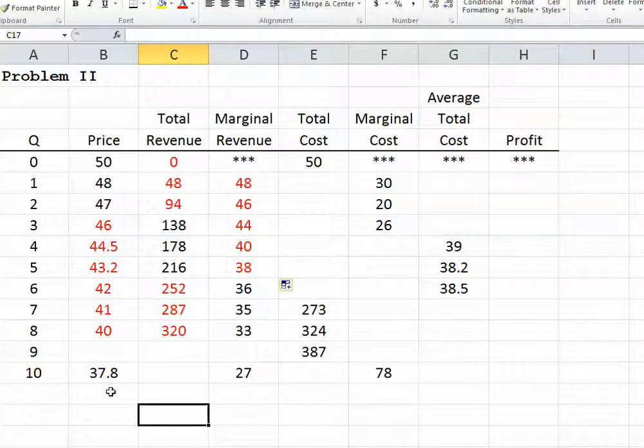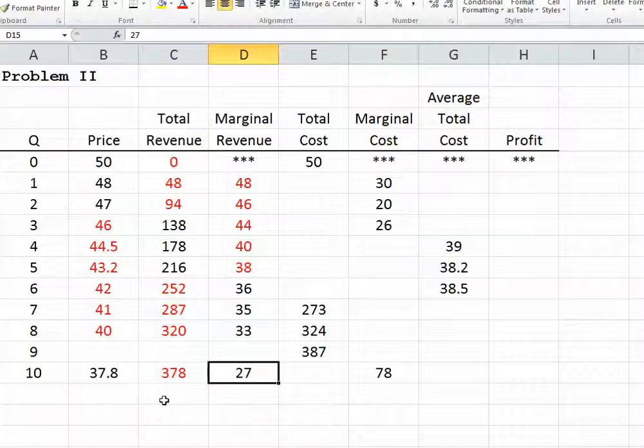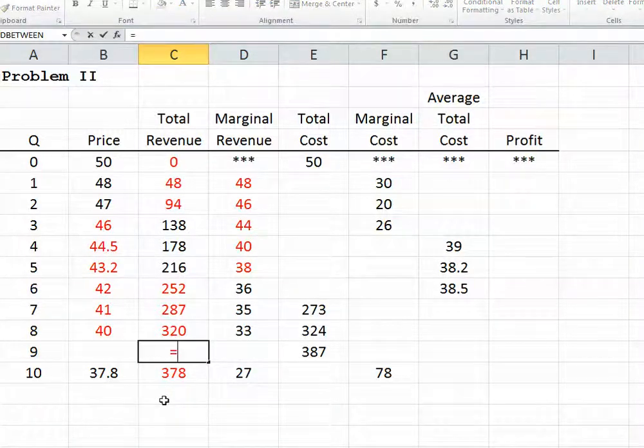And now the only place I'm stuck is down here at the bottom. This is the hardest one on the whole test. And the way you have to figure it is, you can figure that pretty easily because that's just 37.8 times 10, 378. And now can you see that you know the total revenue and you also know its marginal revenue? You can work backwards and figure this number must have been 378 minus the 27 that we got when we produced the 10th one.